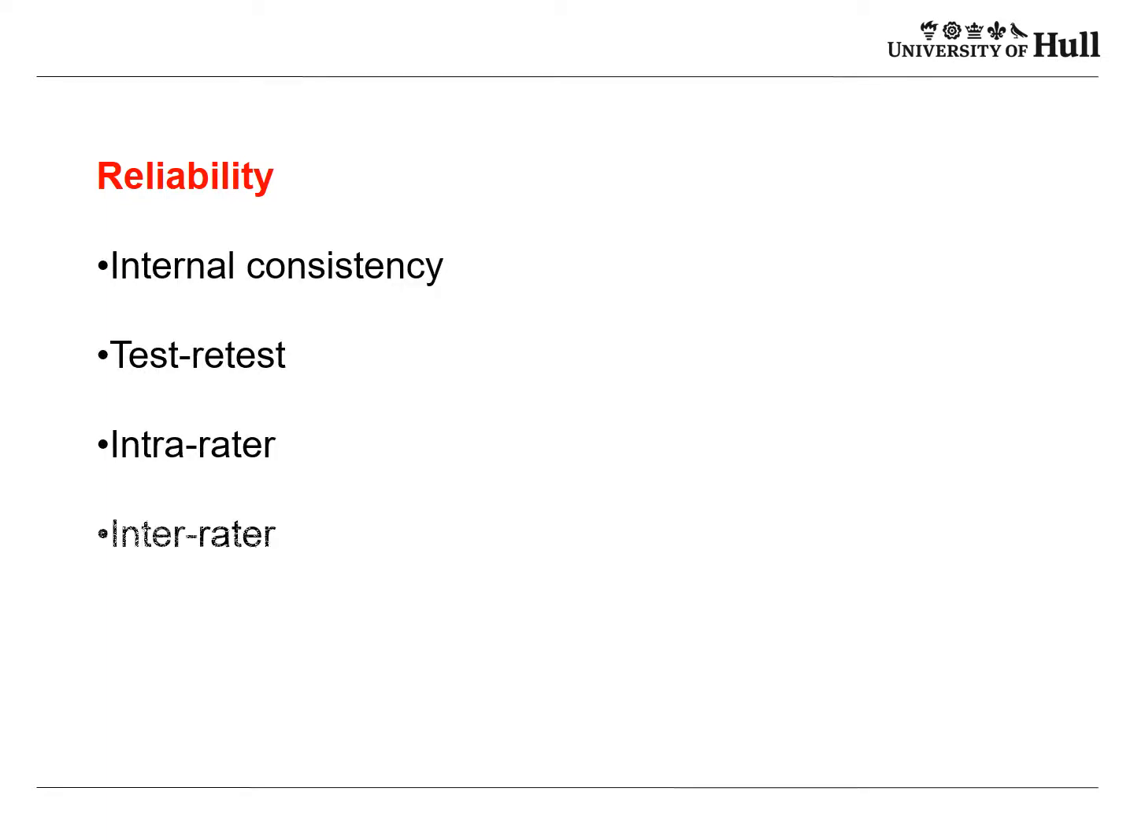Now, just very briefly, if they've considered reliability, they need to say what type. Did they look at internal consistency, test-retest, intra-rater or inter-rater? Those are the possibilities. So they need to specify one of those.